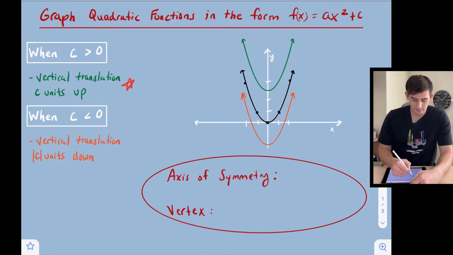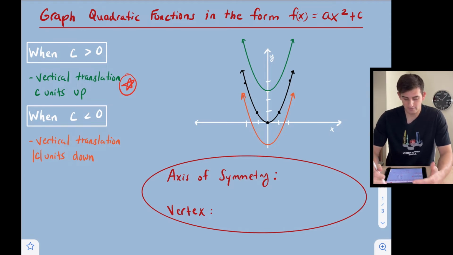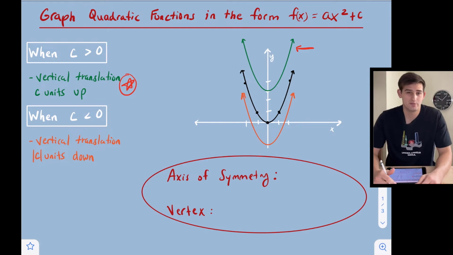So here we see right here with this star that if c is greater than 0, so if c is positive, so if we have plus a number, we're going to translate the graph up, and so that is what this parabola would represent here. Notice how our points have been shifted up, our vertex has moved up, all other points on the parabola have moved up the same amount, and that amount is whatever c is.